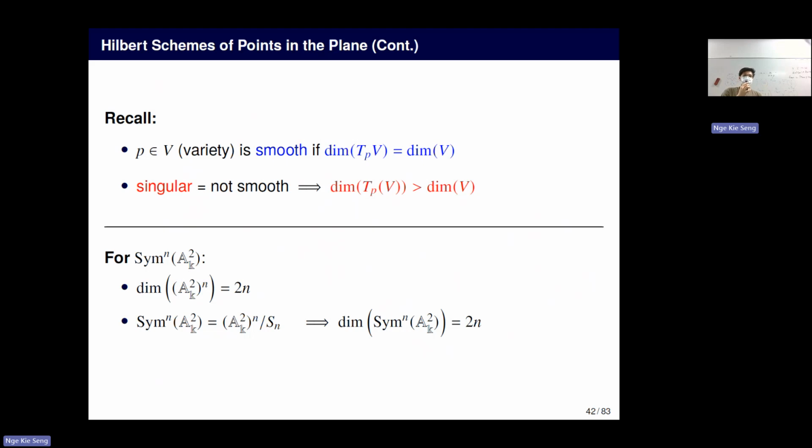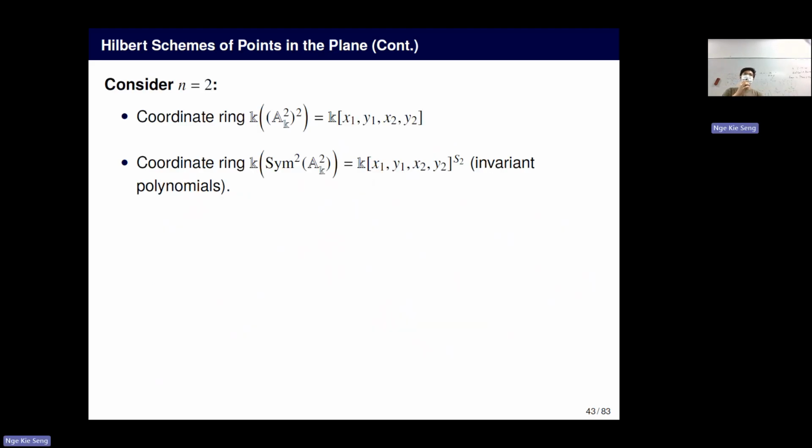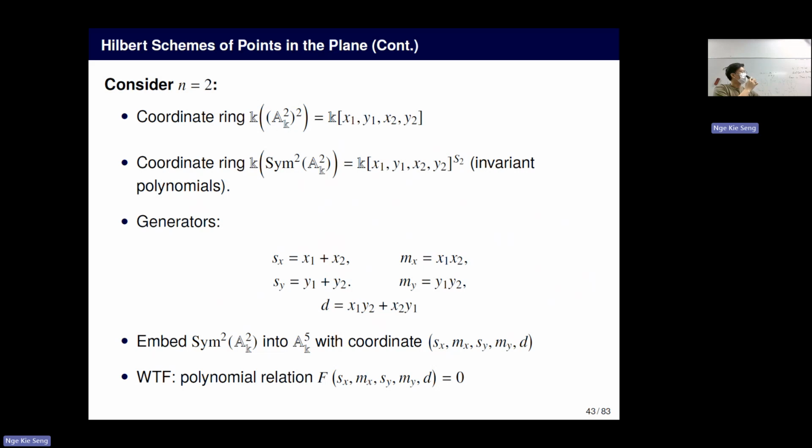Now, our symmetric product is defined from n copies of the affine plane, which has dimension 2n. But since the symmetric product is defined as that variety acted on by a finite group, the dimension is not affected. Particularly, the symmetric product also has dimension 2n. Now, for simplicity, we consider the case n equals 2. First of all, the coordinate ring for the two copies of the affine plane is the polynomial ring with 4 variables, and the coordinate ring for the symmetric product is the ring of invariant polynomials that is generated by 5 symmetric polynomials. And these 5 symmetric polynomials embed our symmetric product into A^5 with coordinates as shown.